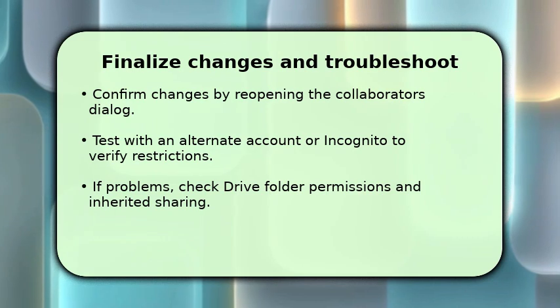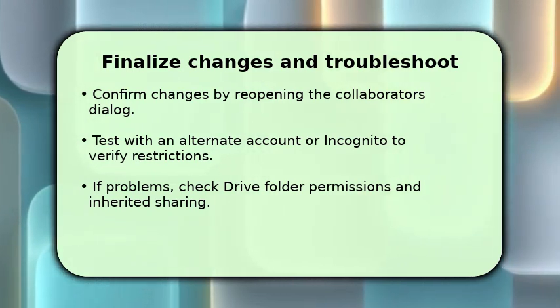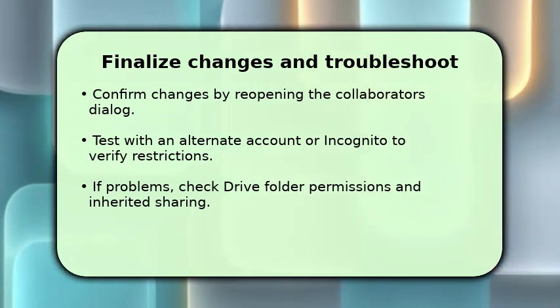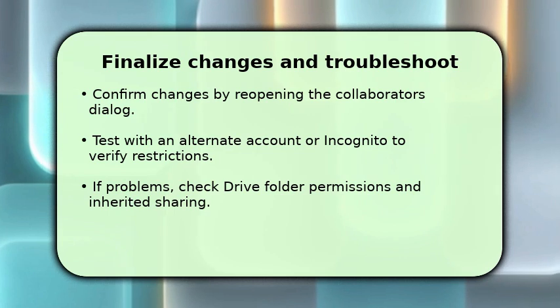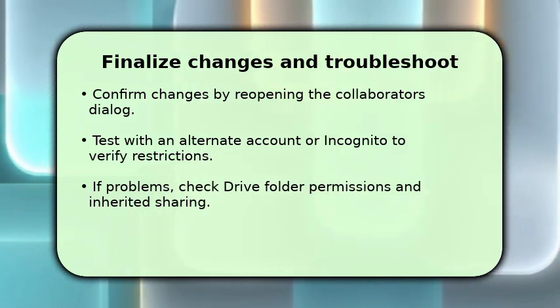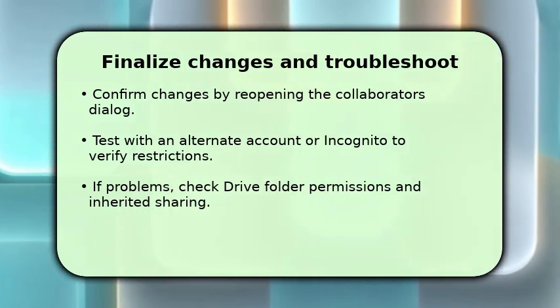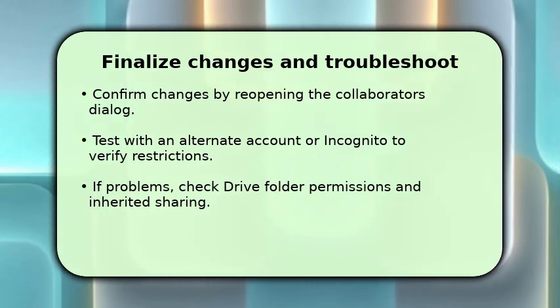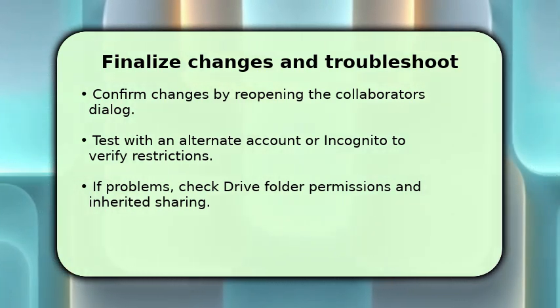If someone still has access, make sure the form isn't in a shared drive folder that grants inherited permissions. Move it if necessary. If access persists, revoke link sharing and re-add specific users. This ensures the permission change is complete and reproducible.